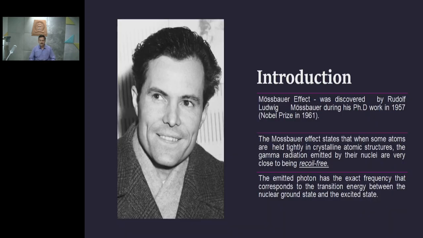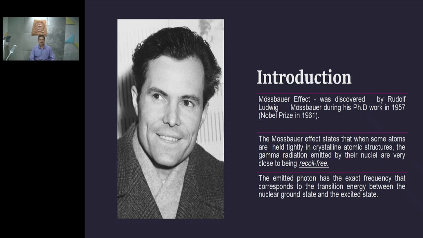First of all, we should be aware of what is meant by the Mossbauer effect and who discovered it. Rudolf Ludwig Mossbauer discovered this effect in 1957 during his PhD work. Actually, this effect tells us how a recoil-free transition plays a crucial role in the absorption of gamma radiation.